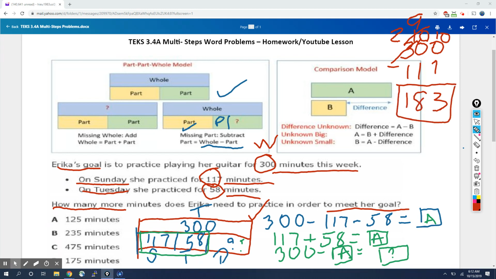So now let's continue taking away 58. So we have 183 take away 58.